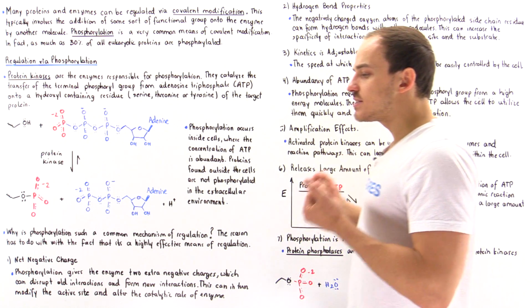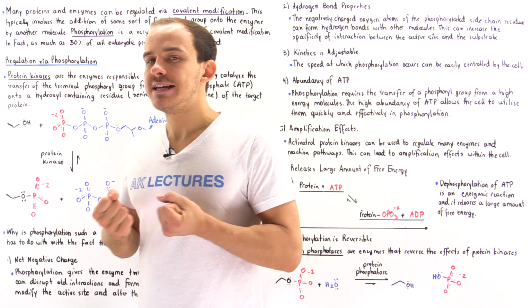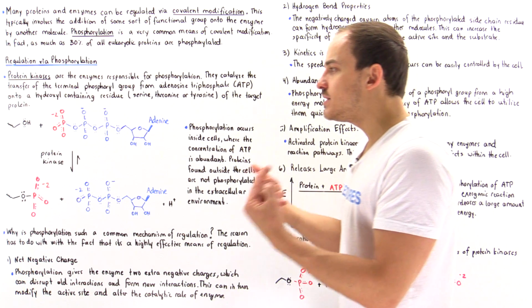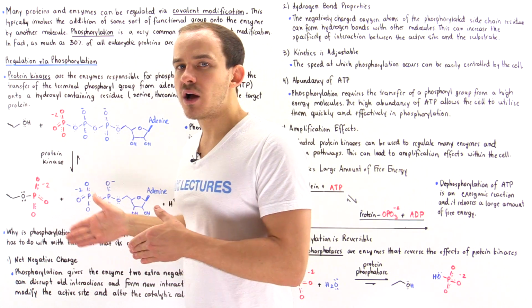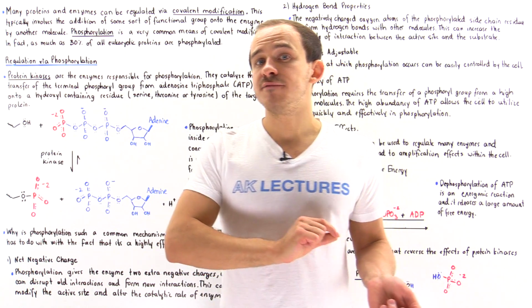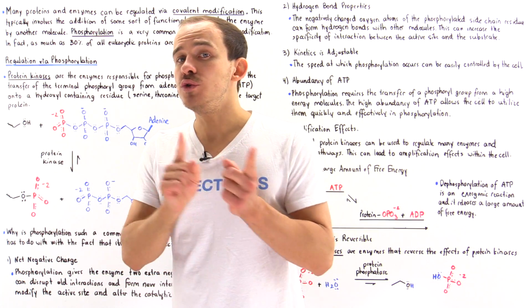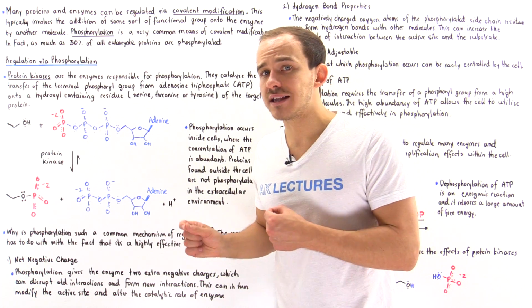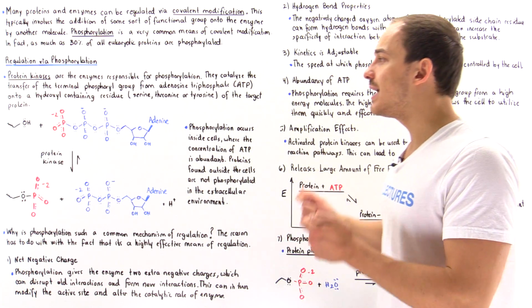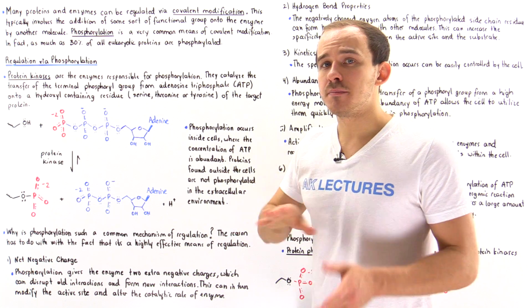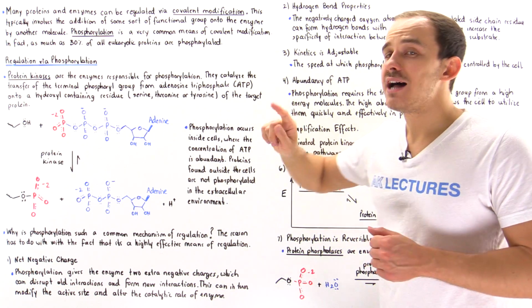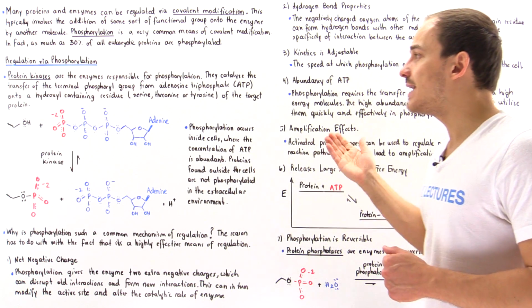Because inside our cells we have this abundance of ATP molecules, it's inside the cells that the proteins undergo this process. And those proteins found outside the cells do not undergo this process of phosphorylation because outside the cells, ATP is not abundant. So reversible phosphorylation occurs inside the cells where the concentration of ATP is high and abundant.